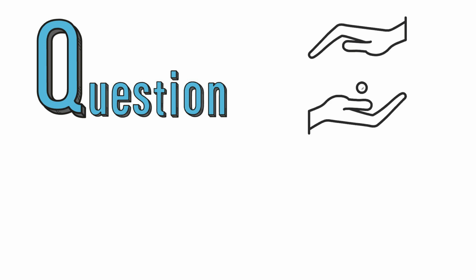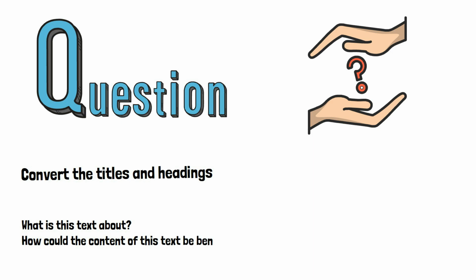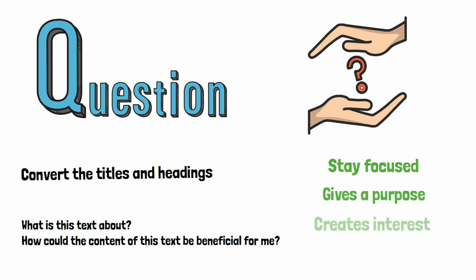The next step is question, also called query. From this initial preview, the readers are disposed to start generating questions about the content of the text. For example, we could convert the titles and headings into questions, or we could create more general questions such as, what is this text about? Or how could the content of this text be beneficial for me? This step helps us stay focused on the reading and gives a purpose and creates interest.